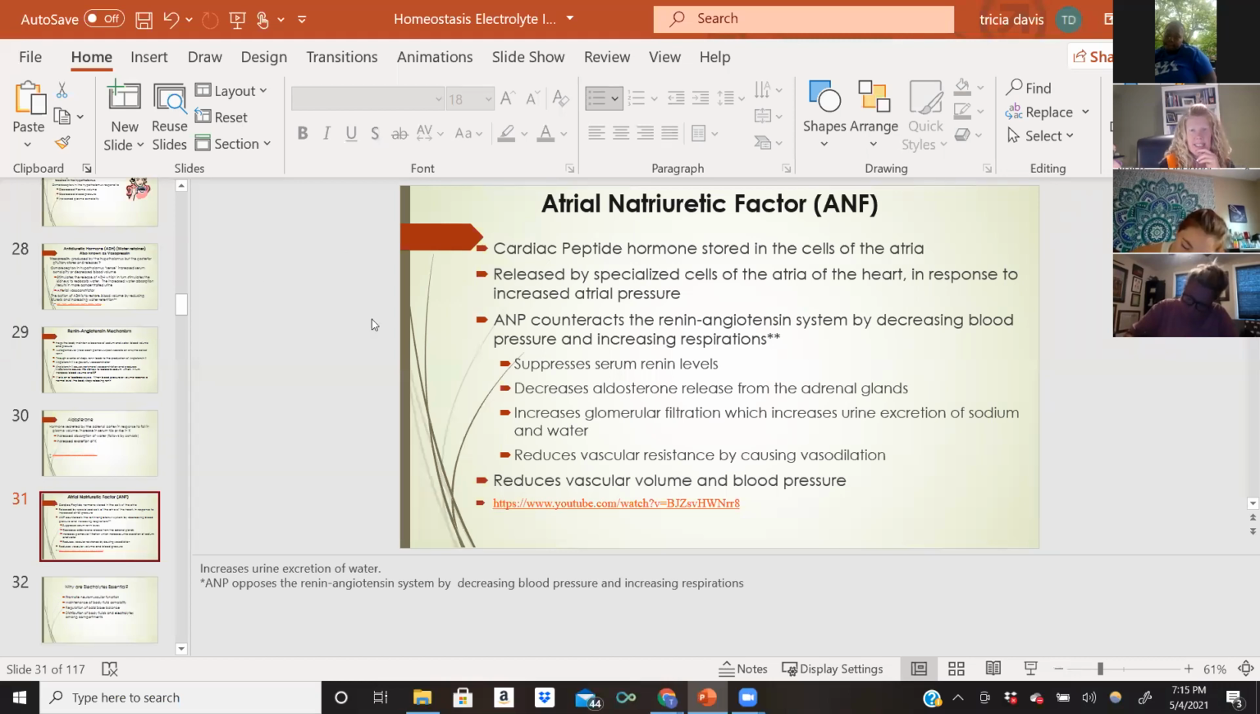You are going to see this again, probably on a test. So you need to know how ANP works. And it works by decreasing your blood pressure and increasing your respirations.